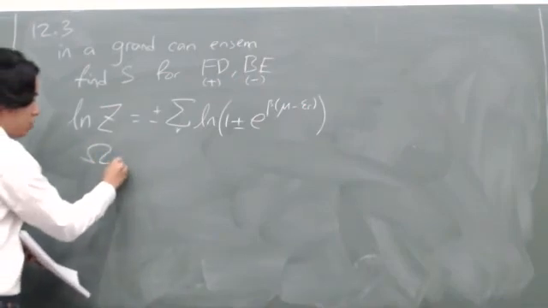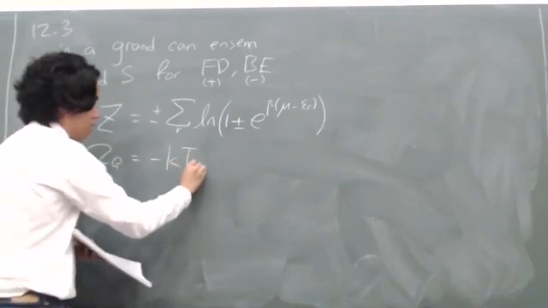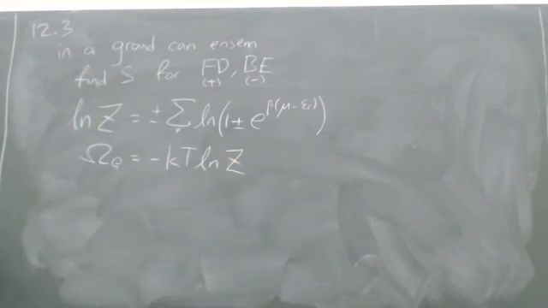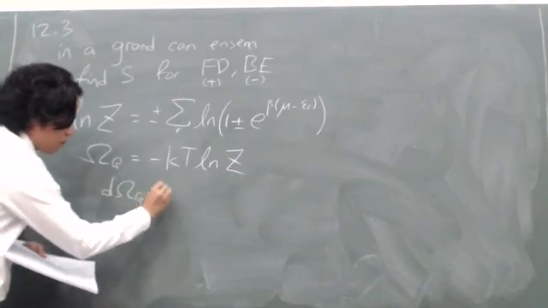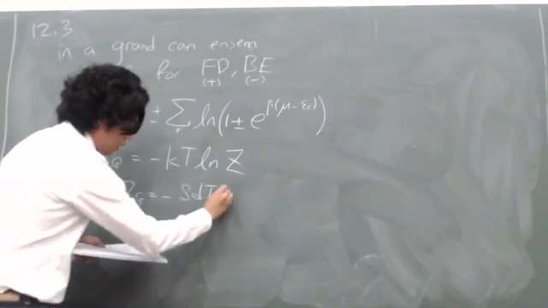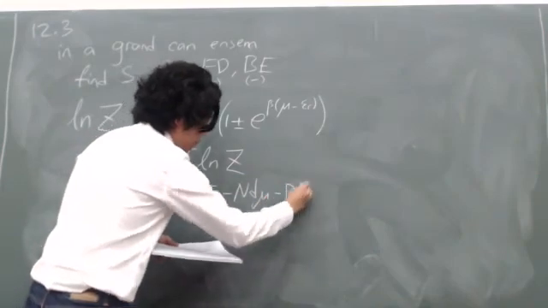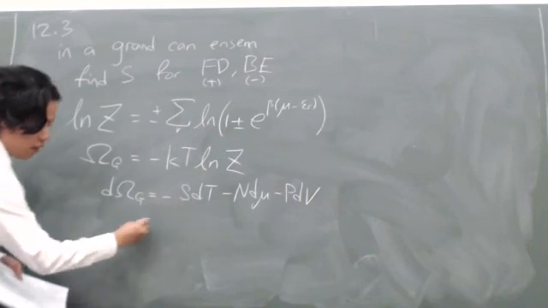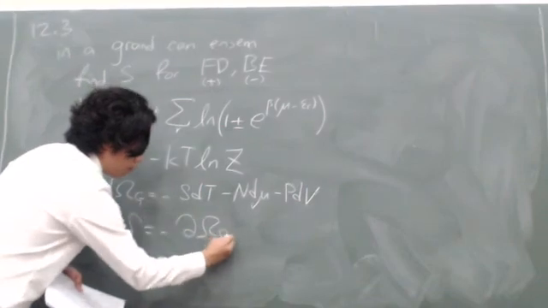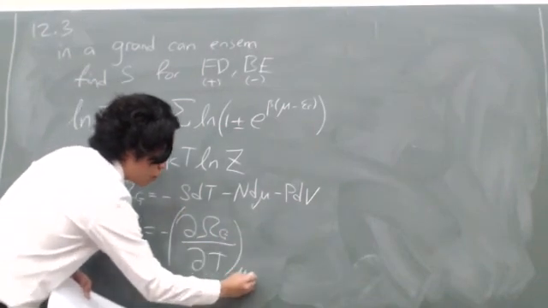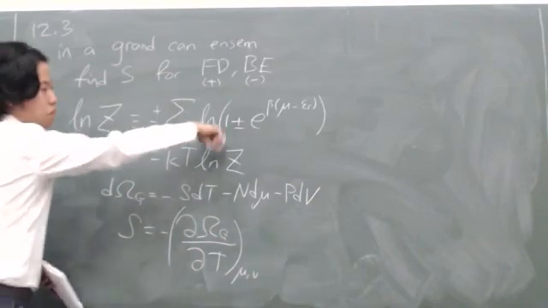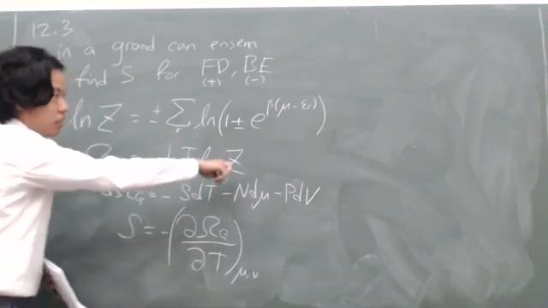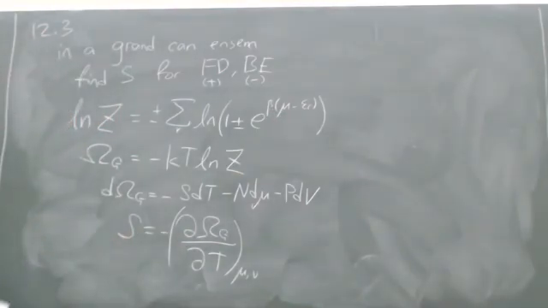And as usual, you can have your grand potential as well. Omega_G is minus kT log of Z. Recall from early on in thermodynamics that the grand potential is basically a Legendre transform of energy, so you get minus S dT minus N d mu minus P dV. So if I want to find the entropy, I can find it by taking the derivative of the grand potential with respect to temperature, holding mu and V fixed. Putting the definition of grand potential in there, we can work out an explicit formula in terms of the energy and chemical potential for what the entropy is going to be. From this point on, it's just chasing a whole lot of algebra. Not that bad.